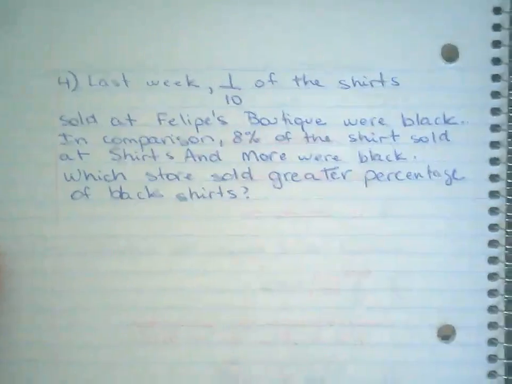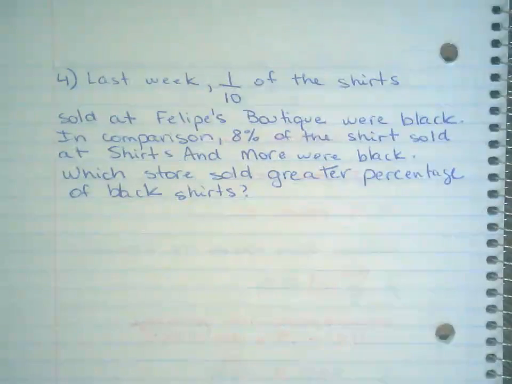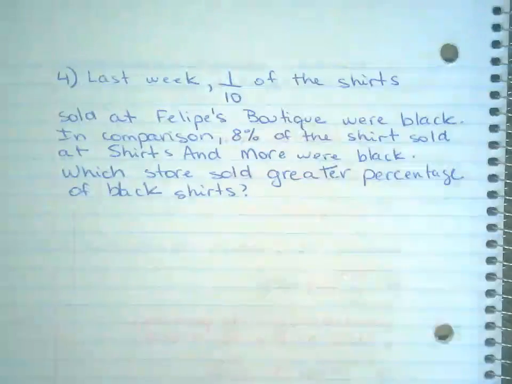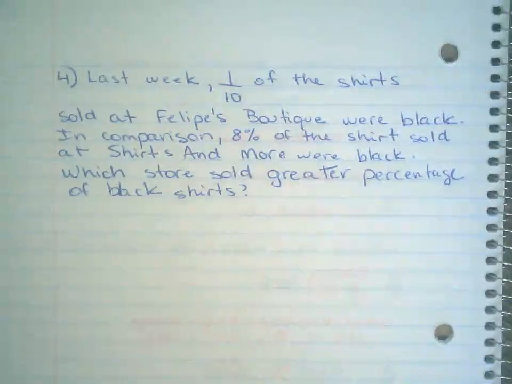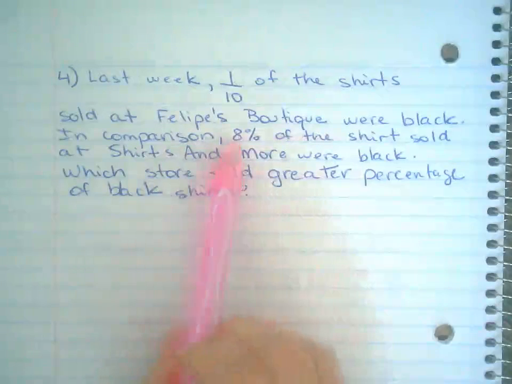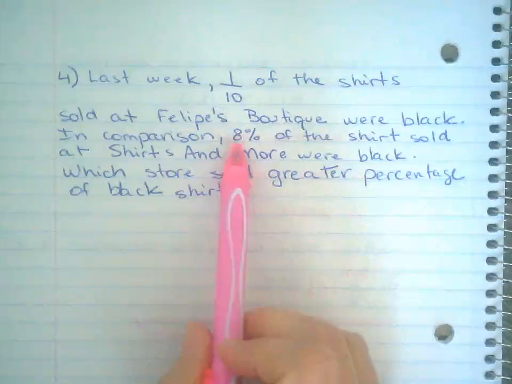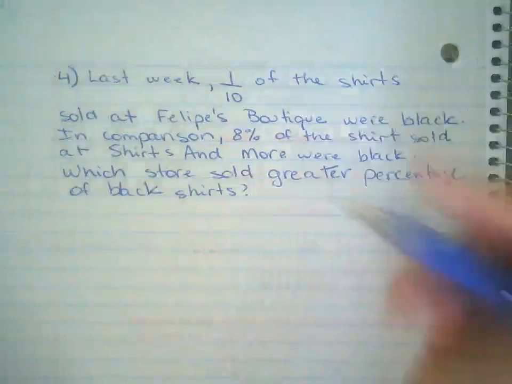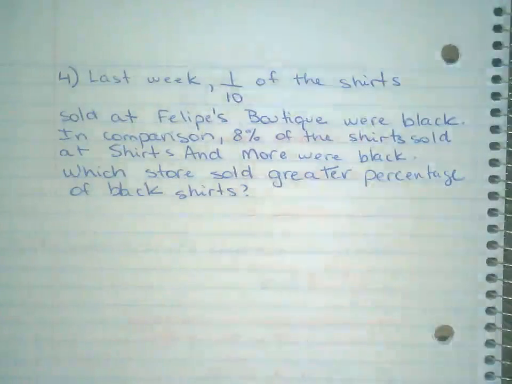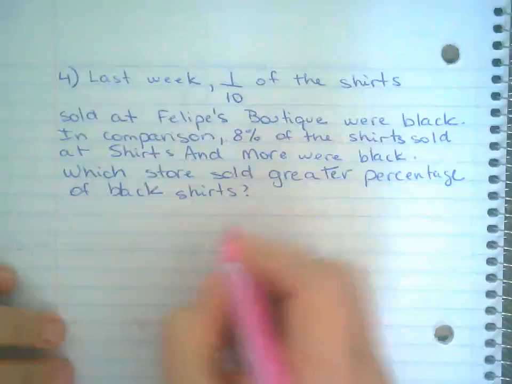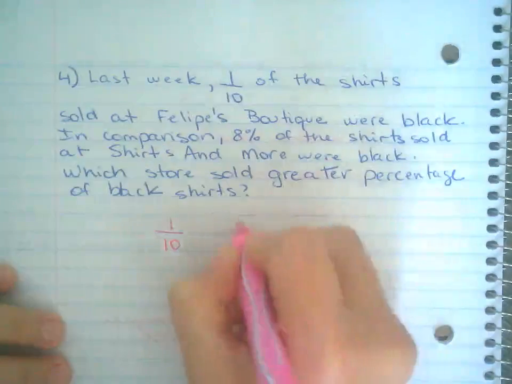Okay, so sorry about the writing, but we gotta write just to make sure that we know what we're writing, so we know what we read. Last week, 1/10 of the shirts sold at Felipe's Boutique were black. And in comparison, we have another store, Shirts and More, with 8% of the shirts black. Which store sold a greater percentage of black shirts? Here we're trying to compare 1/10 to 8%.